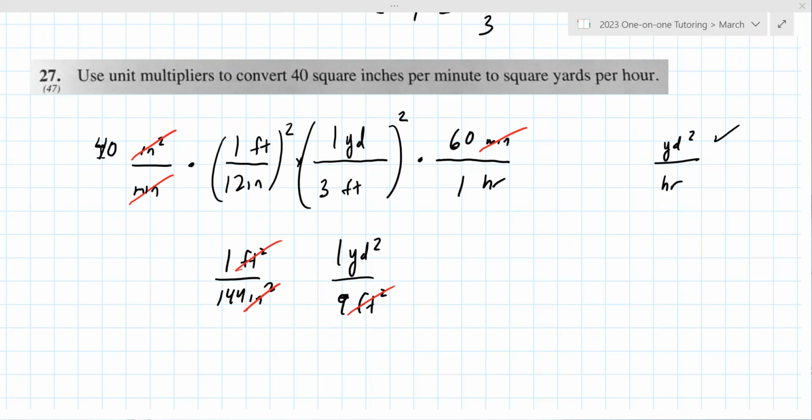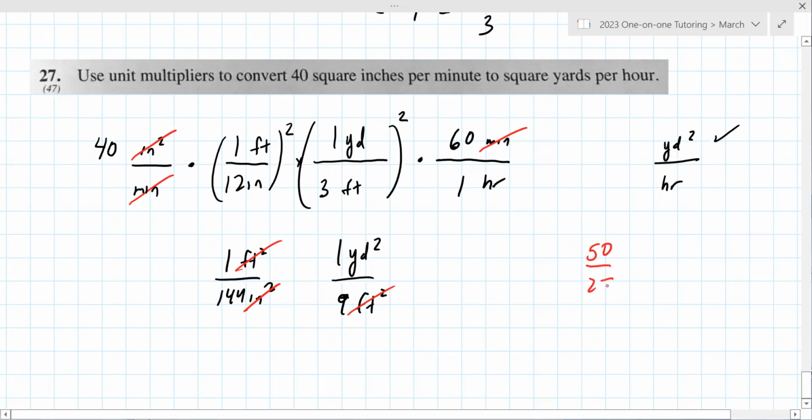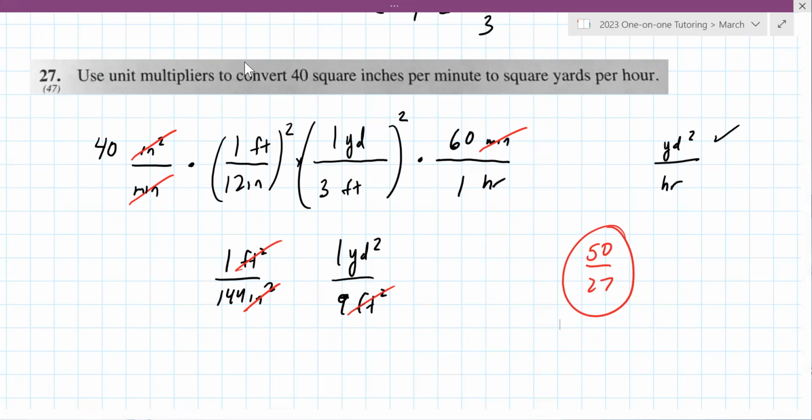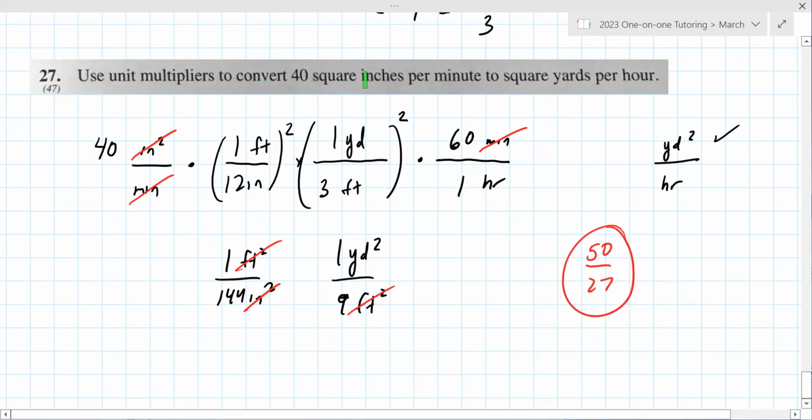40 times. Oh, I didn't square it. Silly me. Hold on. Okay, give me a sec. Okay, my apologies. That's 50 over 27, which is 1.85. Yes. Gotcha.